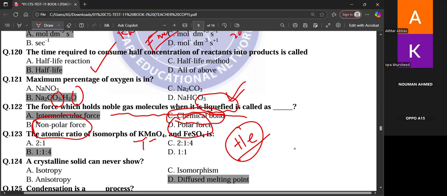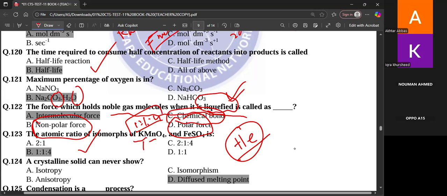Okay. The atomic ratio of the isomers of KMnO4 and FeSO4. जी बेटा क्या रेशियो बनेगी? पोटाशियम 1 है, मैंगनीज आपका 1 है और ऑक्सीजन आपका 4 है, तो क्या रेशियो बनेगी बेटा? 1:1:4. So your best option is कौन सा होगा?